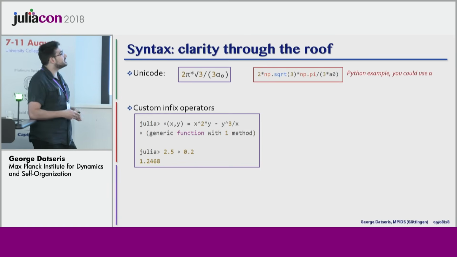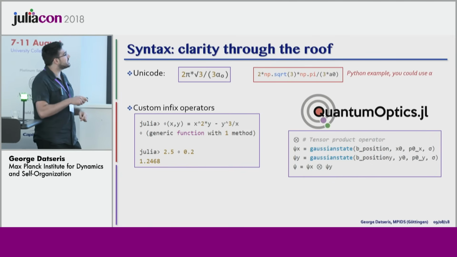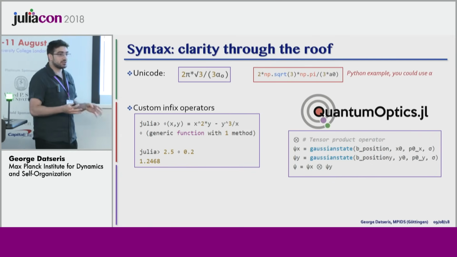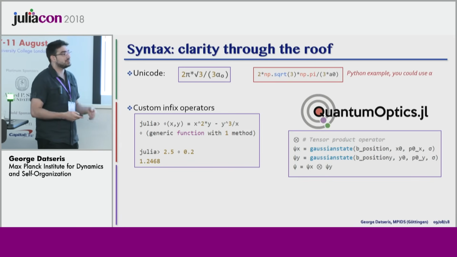I disagree with you, and so do the people from quantum optics, where they define this Unicode symbol, which is the tensor product operator. And so you can write things like psi equals psi x tensor psi y, and this you would find typically in a quantum mechanics textbook, for example. So I use this.